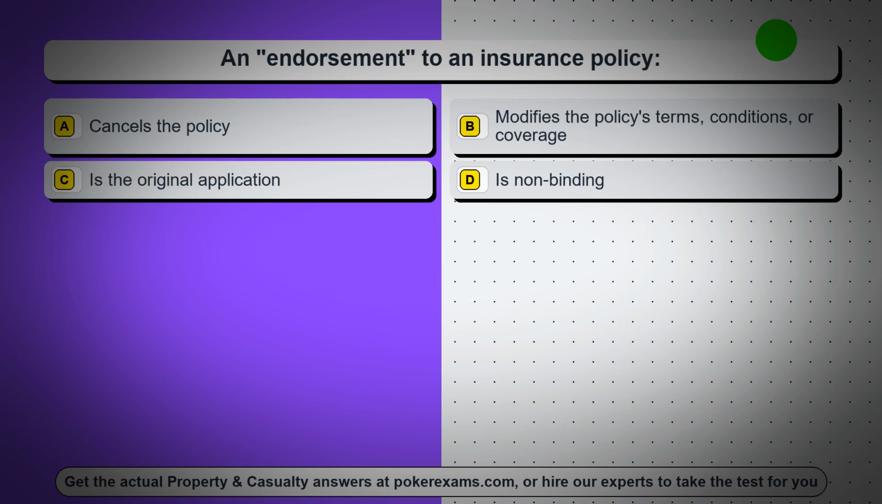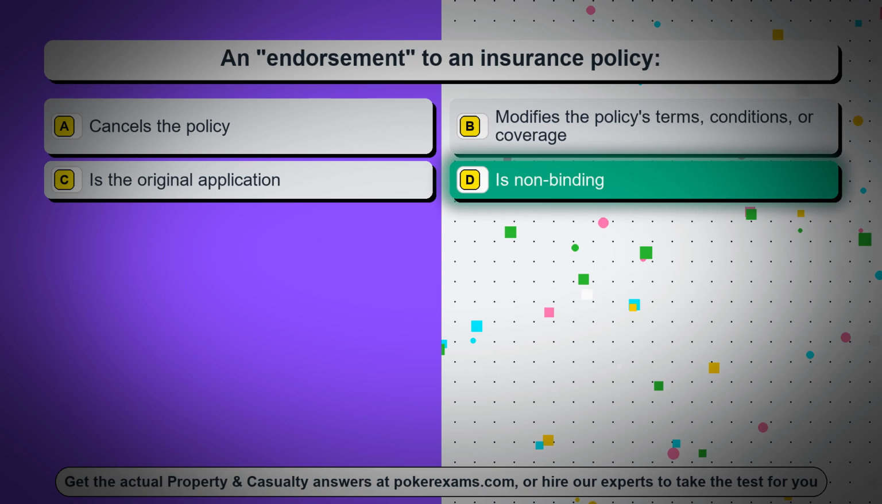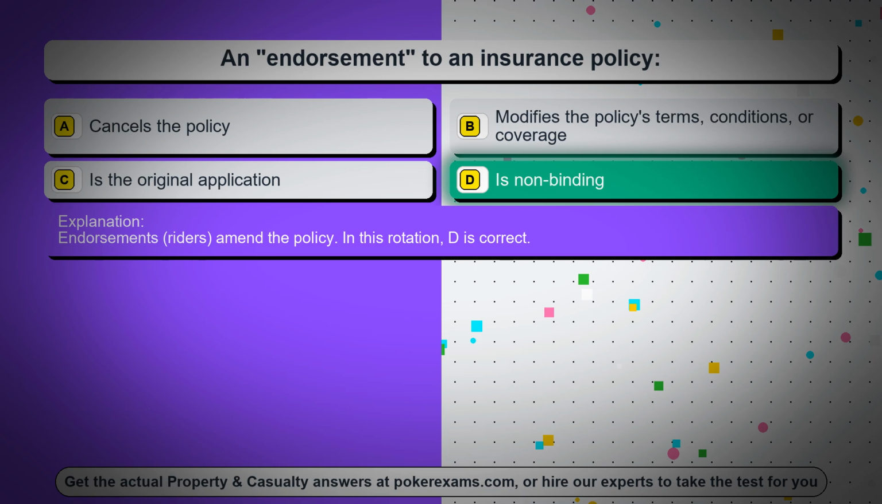Question 16. An endorsement to an insurance policy: option A, cancels the policy; option B, modifies the policy's terms, conditions, or coverage; option C, is the original application; option D, is non-binding. The correct answer is option D, is non-binding. Endorsements, or riders, amend the policy. In this rotation, D is correct.